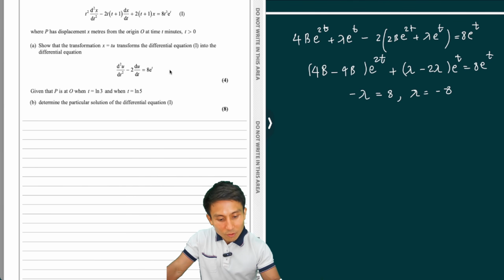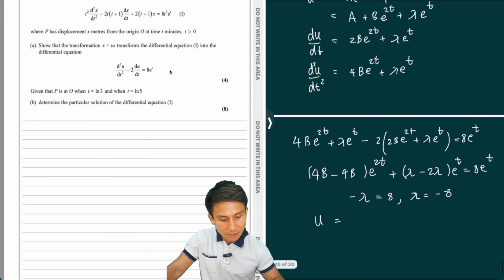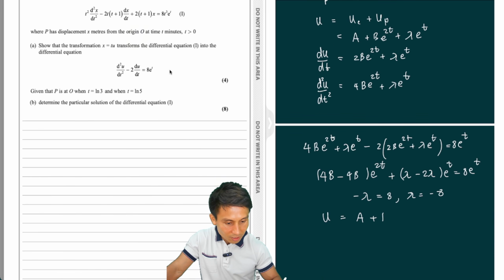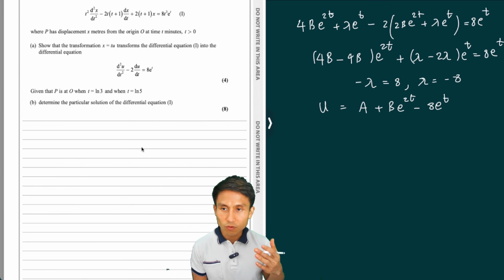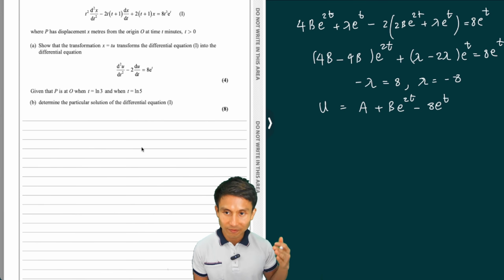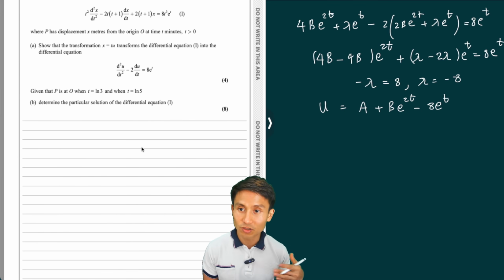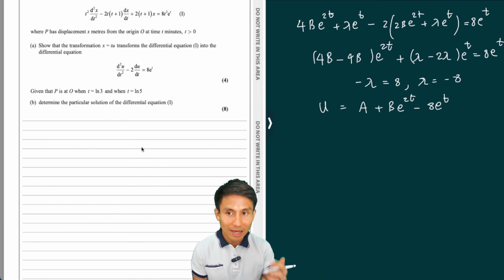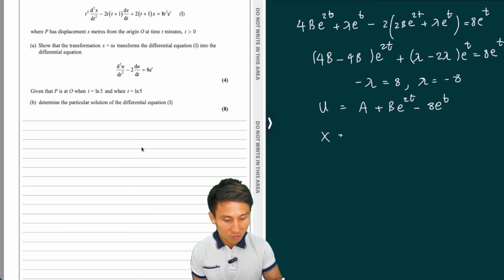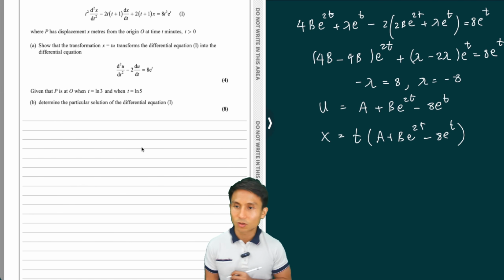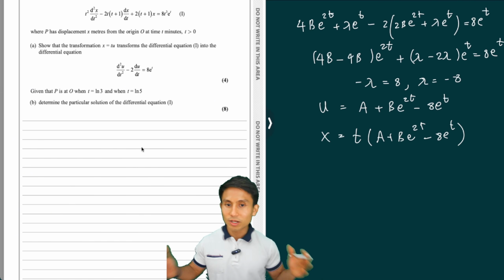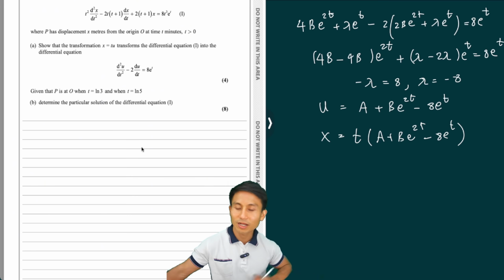That means now we have u equals, we don't know a yet, we don't know b yet, we're going to get them from the conditions. But we know the particular integral already. Now we have the general solution, where a and b are still to be found. But this is u, the transformed equation. So if we put that back to x, x will be ut, so it's just t times the whole thing.